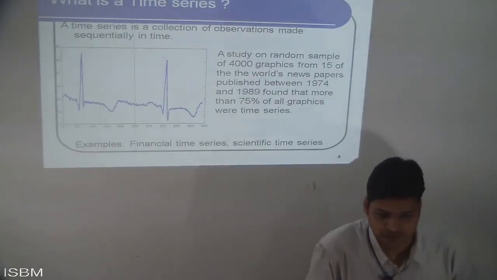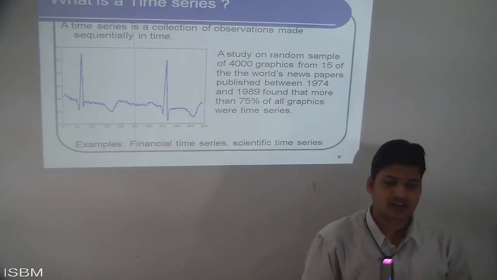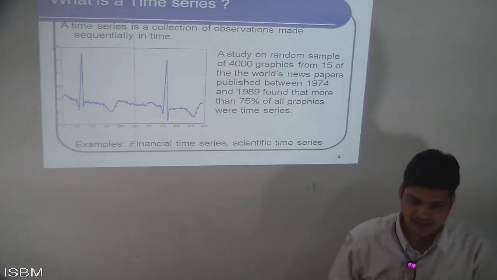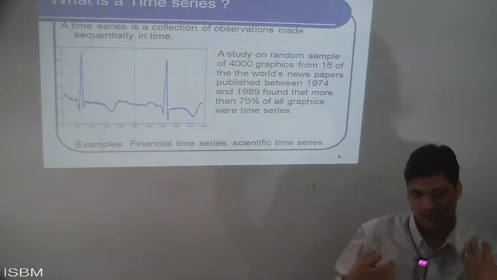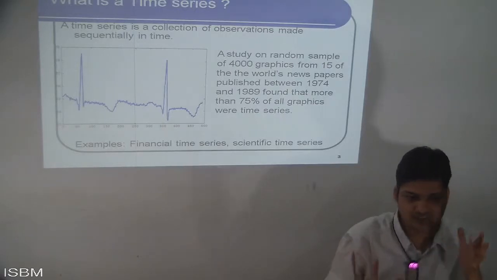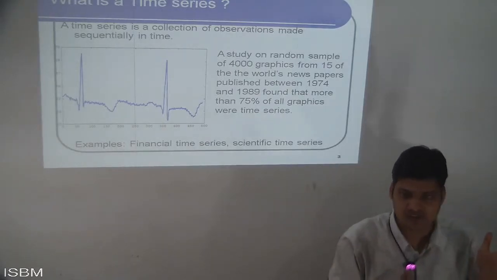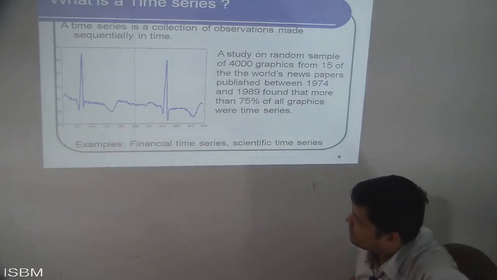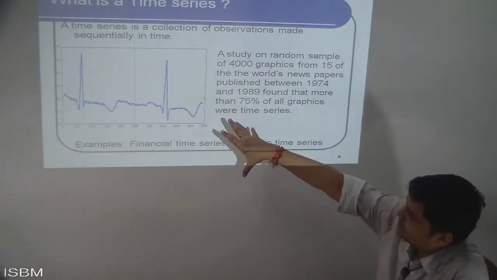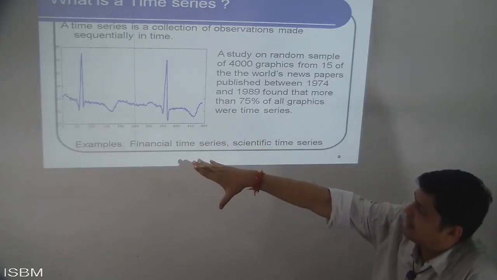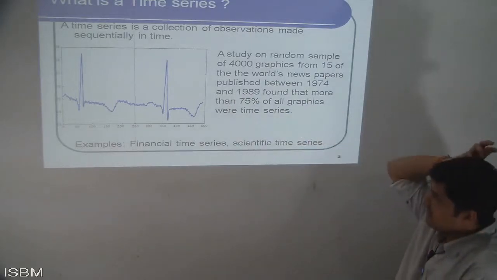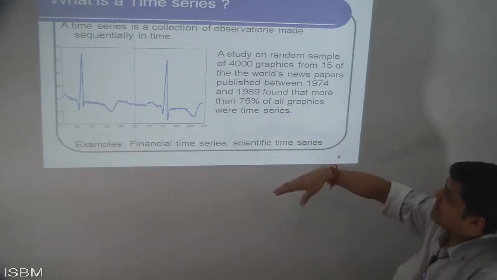So what is time series? What exactly is time series? See, a time series is a collection of observations made sequentially in time. We are getting the observations from different sequential points of time. You can see over here we are getting the observations at different times, just like 0 second, 5 second, 100, 150, 200. This is the time series, and in the time series we are getting the observations.